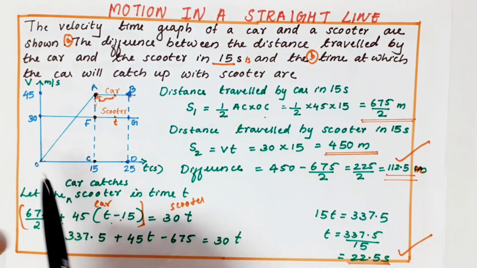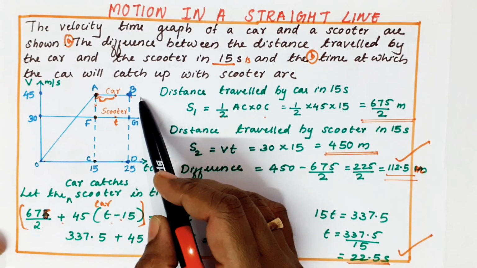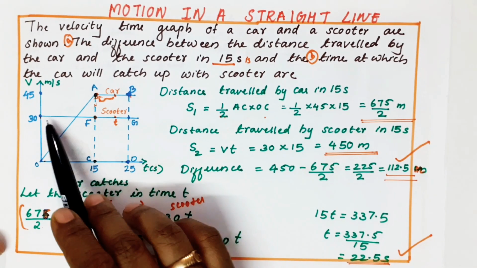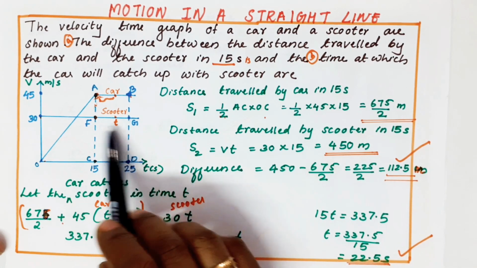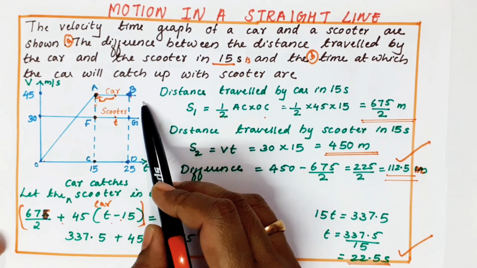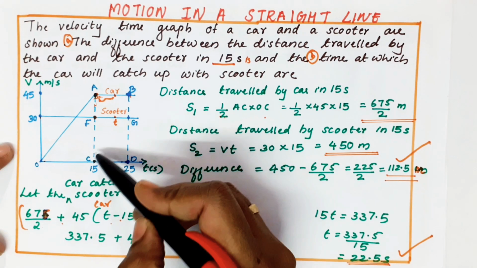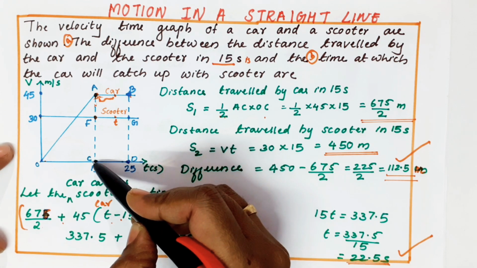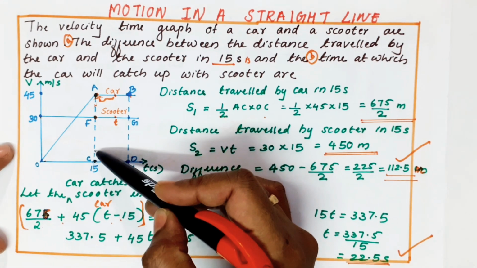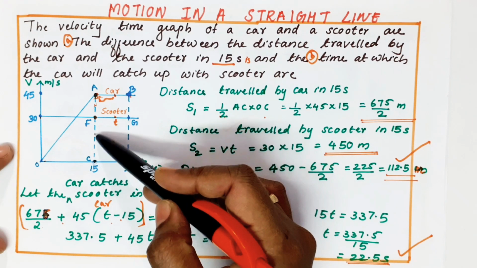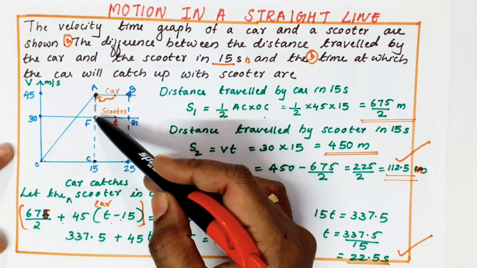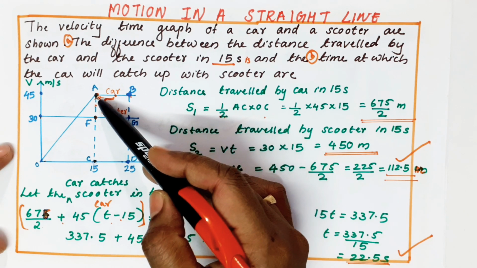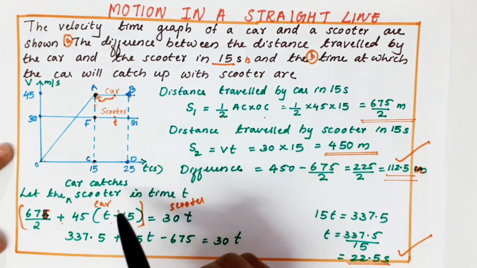See the graph. One line indicates the car and the other line the scooter. The scooter is given as a straight line, and the car they gave like this. They are asking what is the displacement or distance at 15 seconds. So what you should do is, from 15 you have to draw a dotted line upwards. It intersects at the points F and A. And see, this is a velocity time graph.